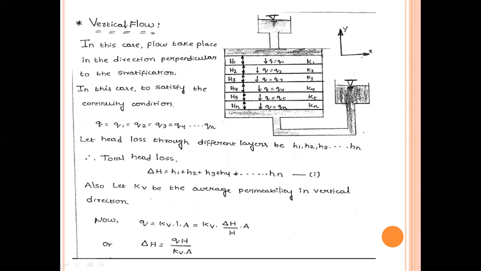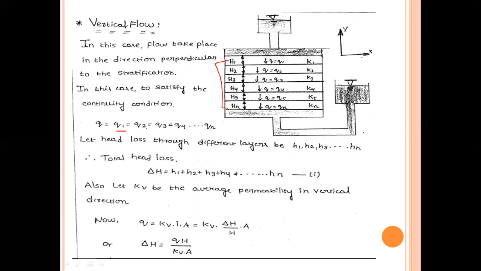Next is the vertical flow. In this case, flow takes place in the direction perpendicular to the stratification, whereas horizontal flow is in the direction parallel to the stratification. In this case, the stratification is continuous. So here, see the figure. The thicknesses of the layers are H1, H2, and so on, Hn, and the flow is perpendicular.